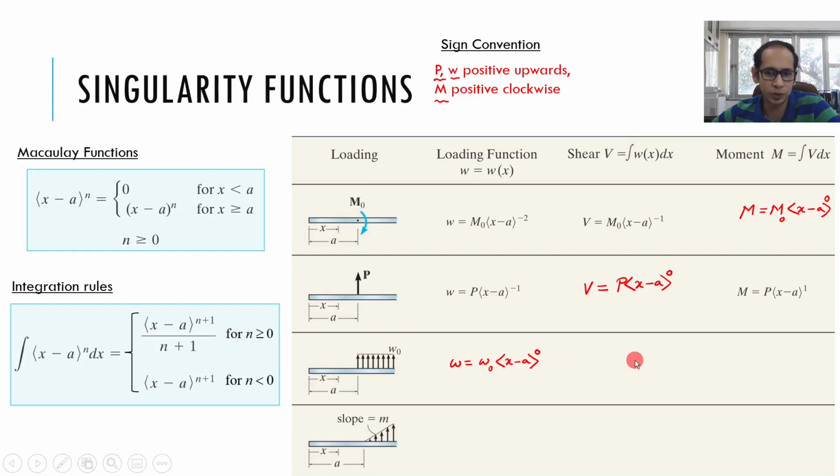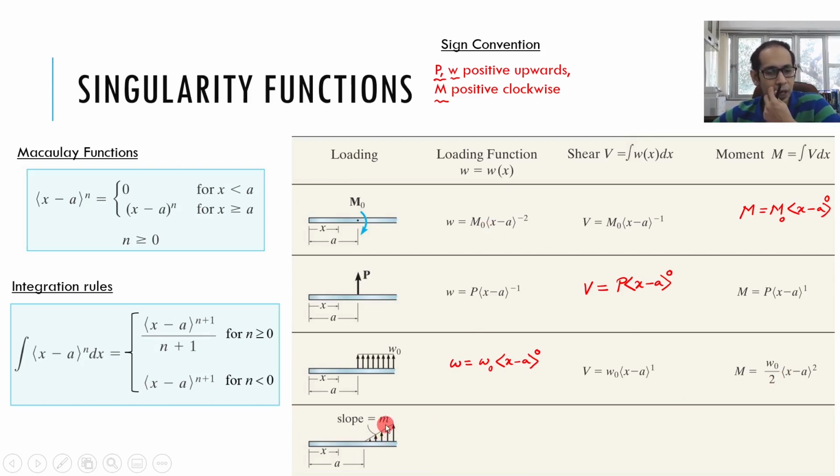So for the first one, you will have this over here, that your shear is W naught times x minus a raised to 1, and for the second one you will have the denominator as well, so it will be 1 plus 1 raised to 2, times W naught x minus a raised to 2 within the Macaulay bracket, of course, divided by 2 over here. So I hope you understood the first three, and let's take a look at the last one.